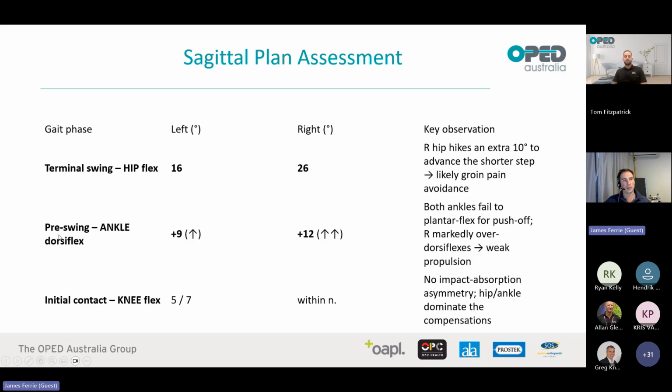We also see differences in his pre-swing ankle dorsiflexion. So both ankles are really failing to plantar flex at push off. So again, that's indicating a weak propulsion. And this patient's lost a lot of steadiness on his feet. So there's a loss of power there. And at initial contact, we're seeing a decrease in impact absorption and asymmetry at the knee.